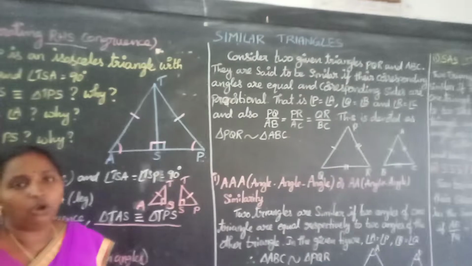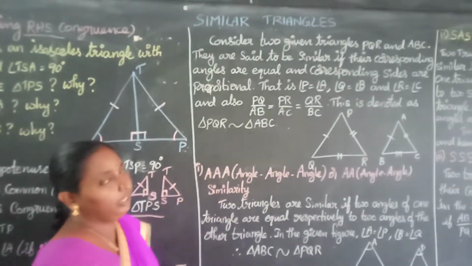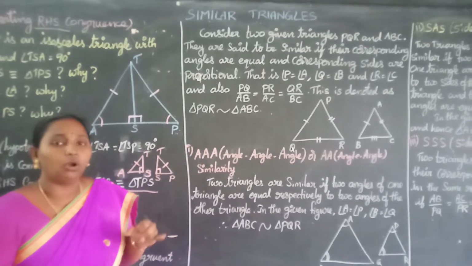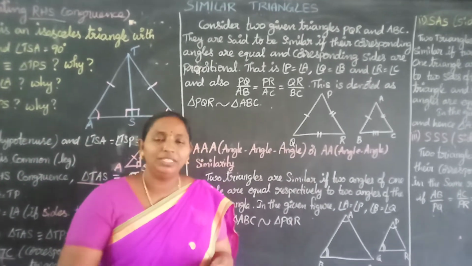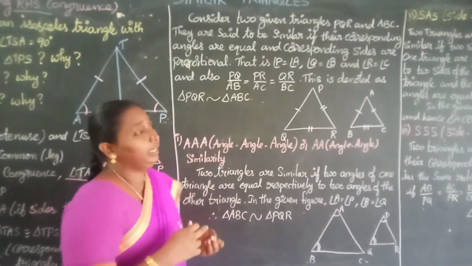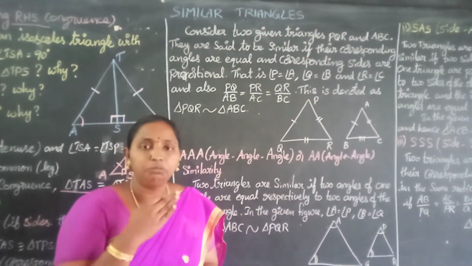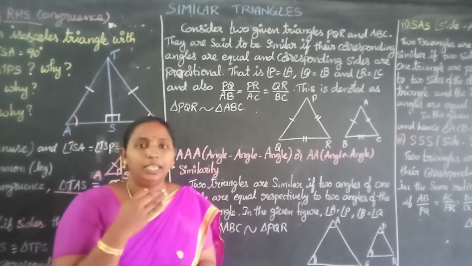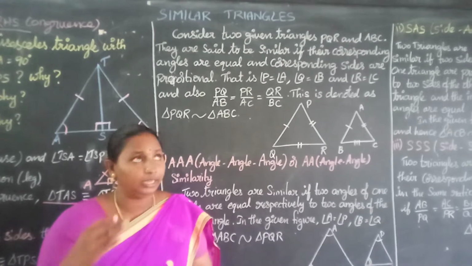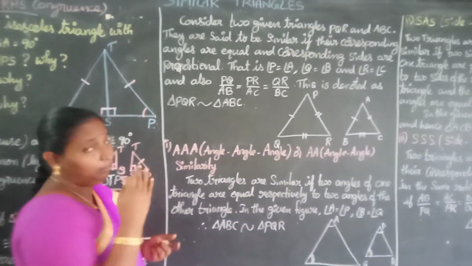So up to this, congruence is over. Now we are going to see similar triangles. Already in the introduction I told you what congruent means: same shape and same size. But similar triangles have the same shape but not the same size. Their corresponding sides should be in proportion. Okay, remember this definition of similar triangles.